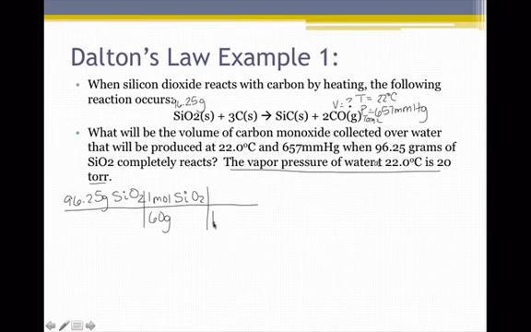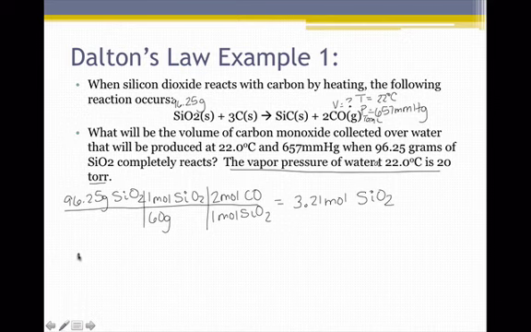And then I can use my balanced equation: for every 1 mole of the silicon dioxide that goes in, we produce 2 moles of carbon monoxide. I'm going to stop there. Make sure you don't continue into grams of carbon monoxide, because that's not what gets plugged into the PV equals nRT equation. The answer for this is 3.21 moles.